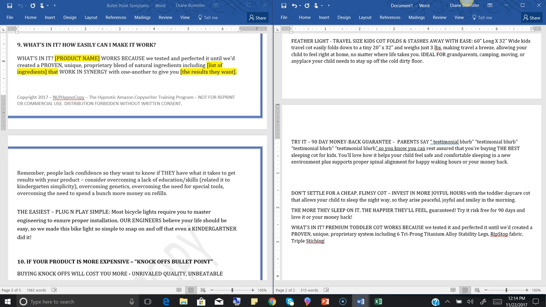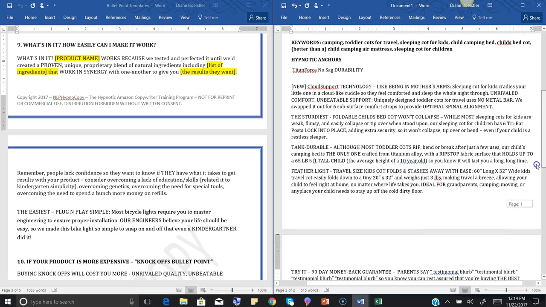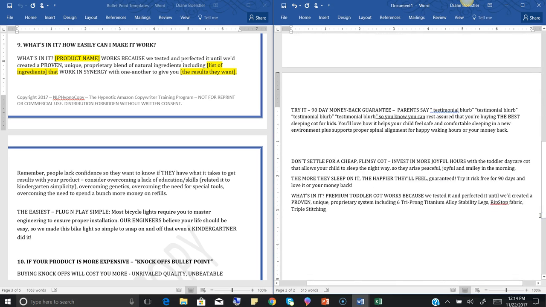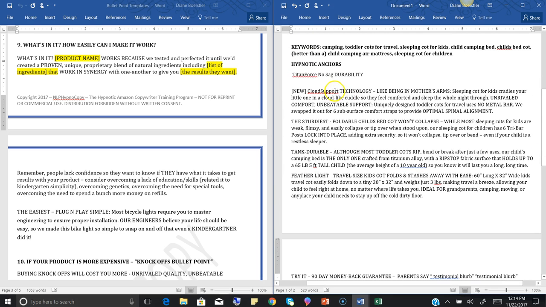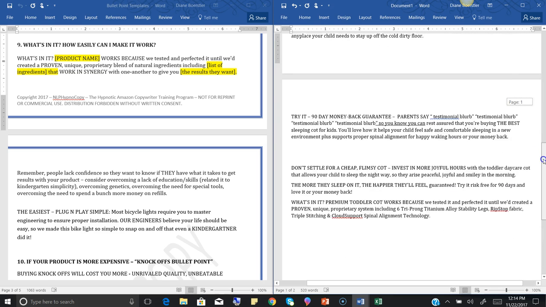and then you can reiterate our hypnotic anchor. So our hypnotic anchor up here was cloud support technology, and cloud support spinal alignment. Ooh, I like that. Let's see here, cloud support spinal alignment technology. Let's see here, optimal spinal alignment. We already have that in there. Okay, so you can do this.